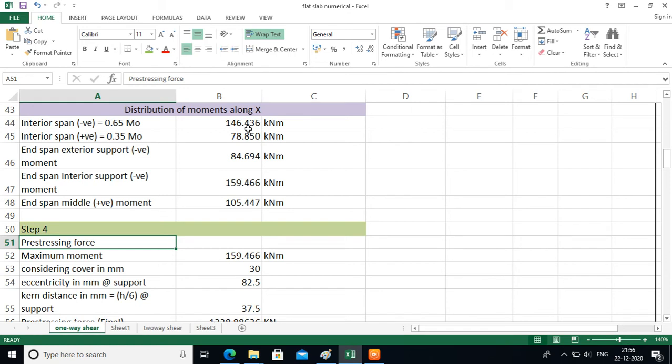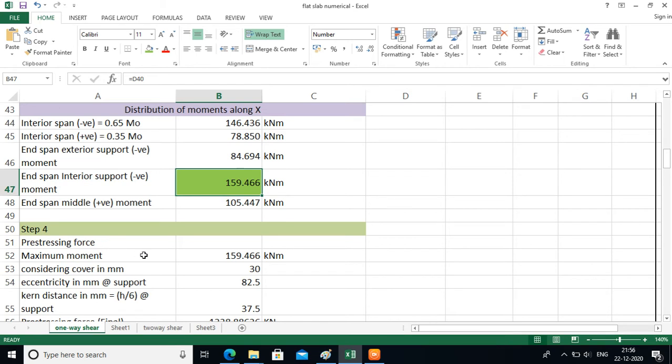So first of all we are going to select the maximum bending moment from this. Where do we get that maximum bending moment? Here. So here we have the maximum bending moment, and that is for the end span interior support. Irrespective of its position, we are going to focus on the magnitude of that moment. So for this maximum moment, we are going to calculate the value of prestressing force.